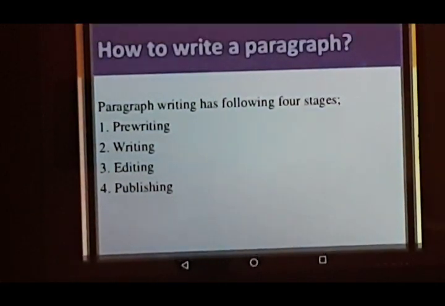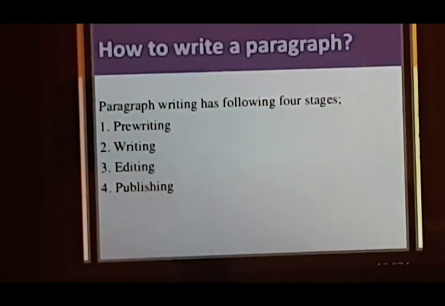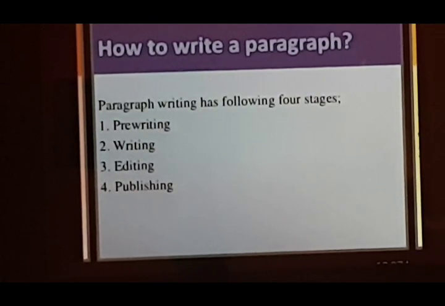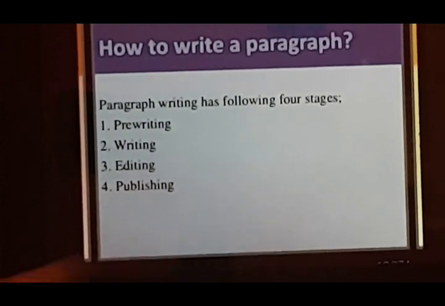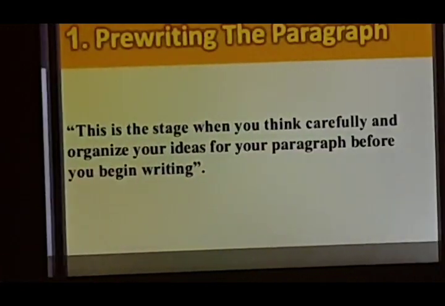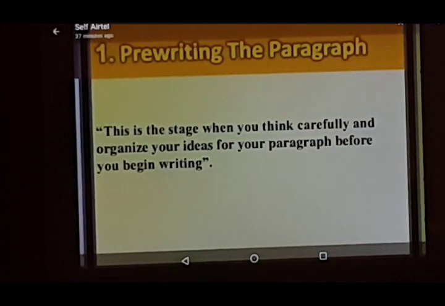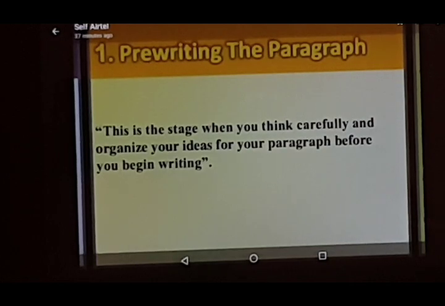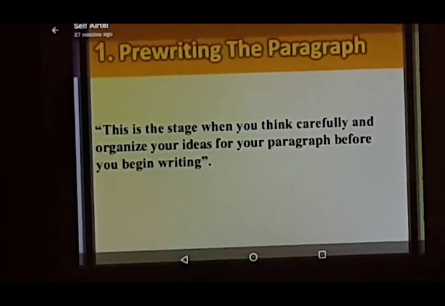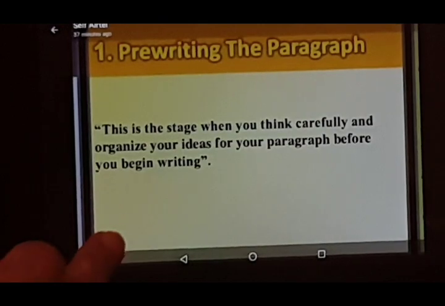Now, how to write a paragraph? When you sit down to write a paragraph, how can you start and how can you end it? Pre-writing is the first step. Then writing, editing, and publishing, in case you plan to publish it. If you think you have written a good piece of writing, you can even get it published. For example, there are children's magazines, or some section in newspapers where children send their stories, so you can get your paragraphs published too.